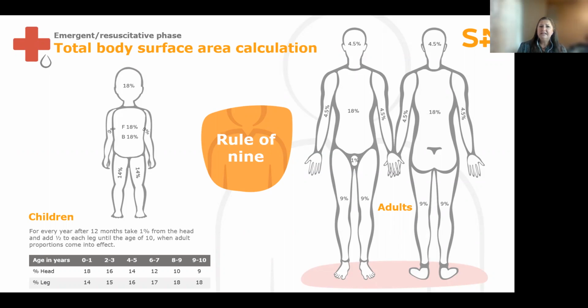And it's a good way to get a better idea of the extent of the burn by dividing the body surface up in 9% at a time. It is a little bit different for children than it is for adults, as the heads are much larger in relation. But the rule of 9s is what you hear most often when people talk about burn TBSA.